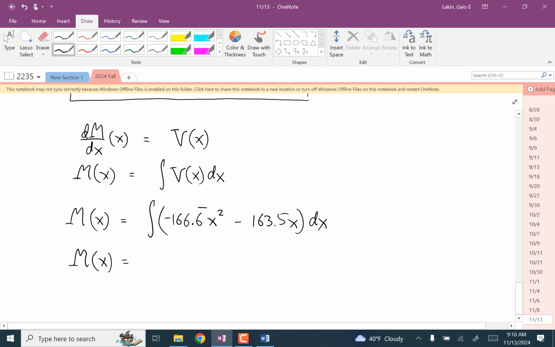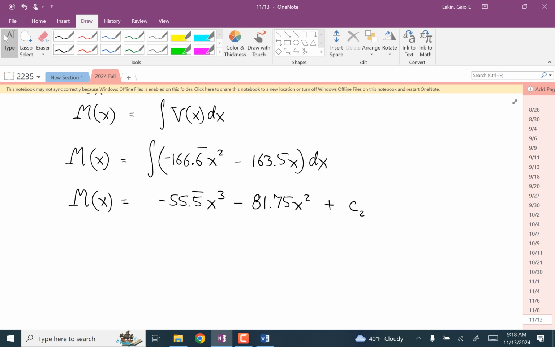And so this bending moment as a function of x is negative 55.5 repeating x cubed minus 81.75 x squared plus another c, I'll call that c2. I don't know why I was putting these parentheses in. So there's our function for M, okay?